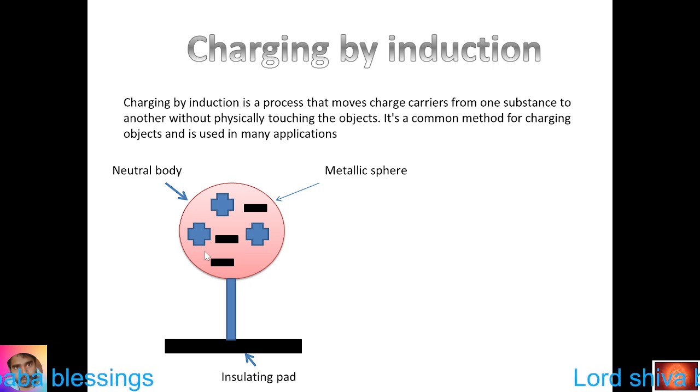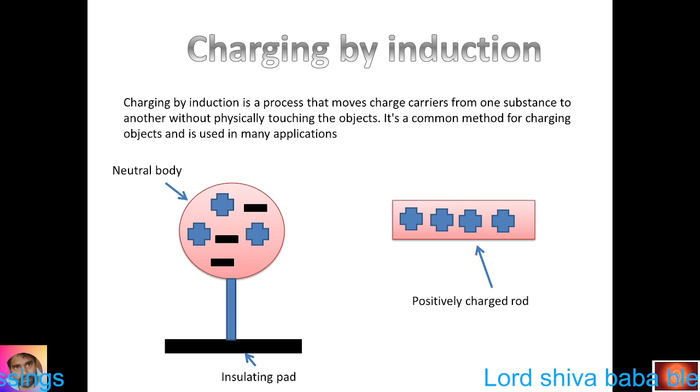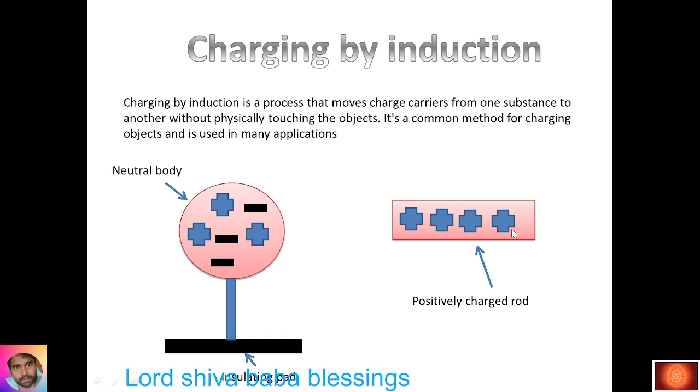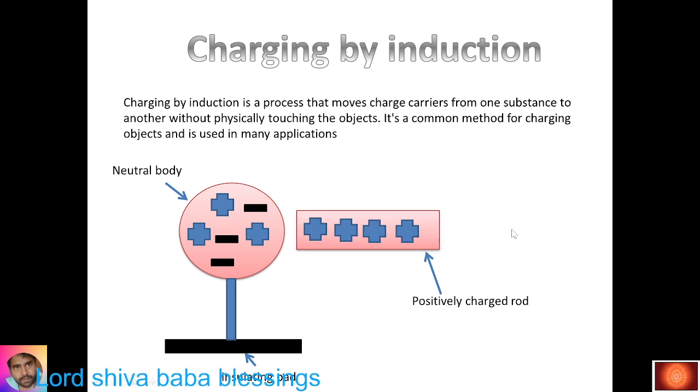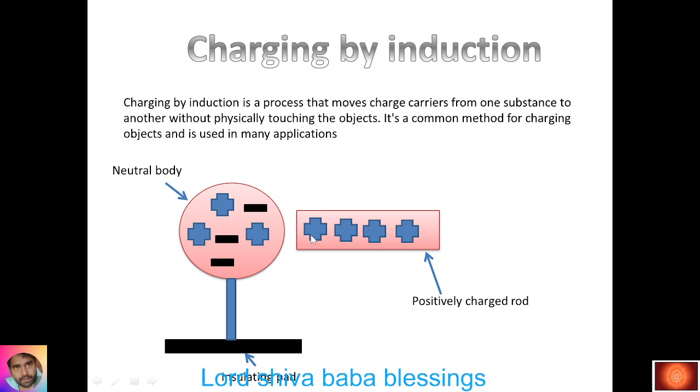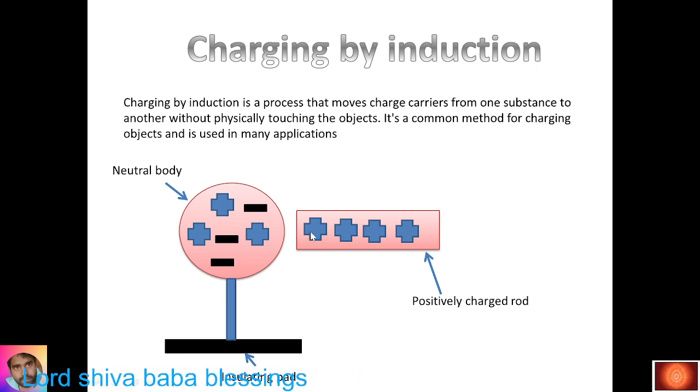Now let us try to charge this body. In order to charge this body, let us take a positively charged rod, consisting of only positive charges, and bring it near the metallic sphere. I brought this near the metallic sphere, but we should not touch the sphere with it. Automatically, as you know, like charges repel each other and unlike charges attract each other.